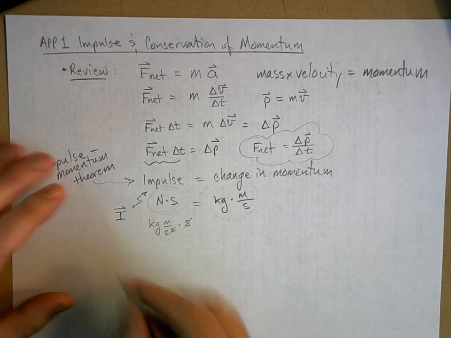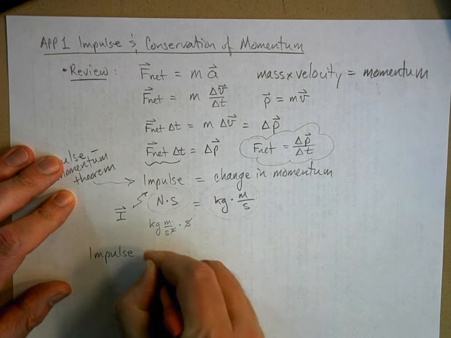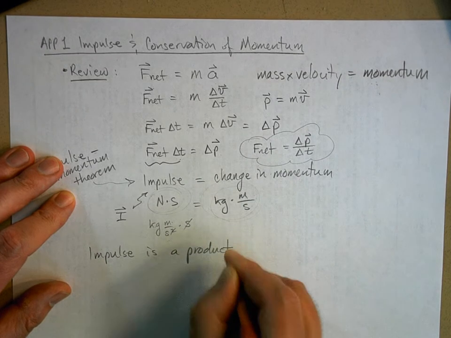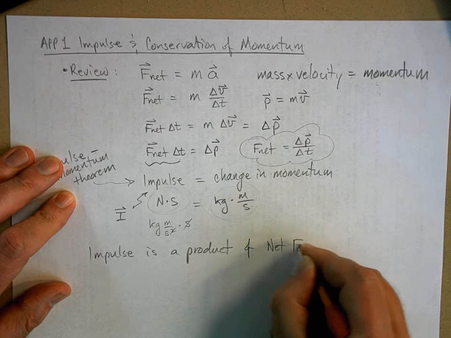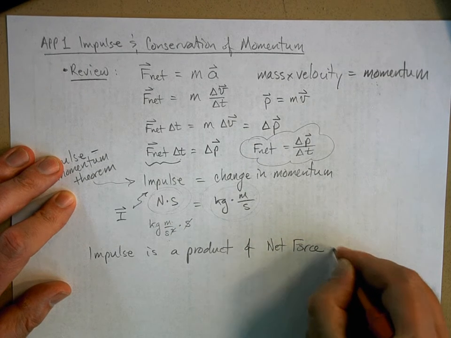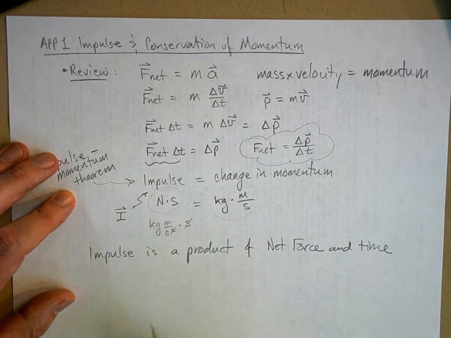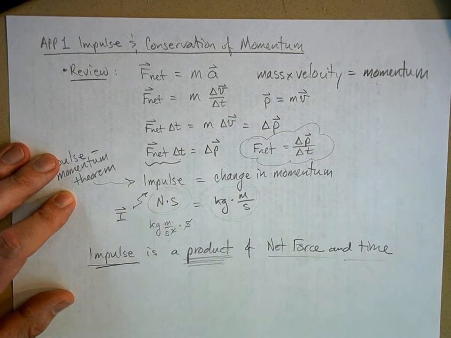So impulse is a product of net force and time. Okay? Impulse is a product of net force and time.